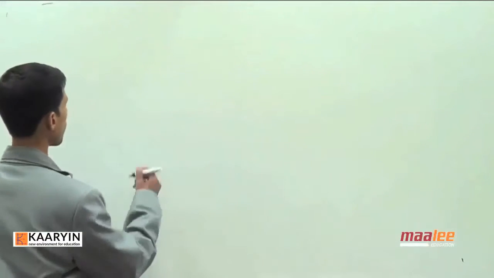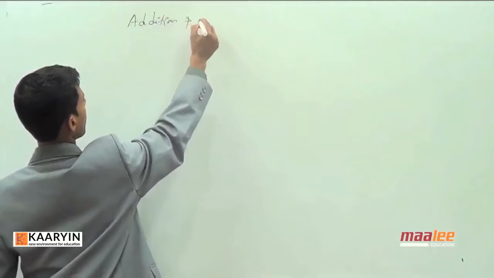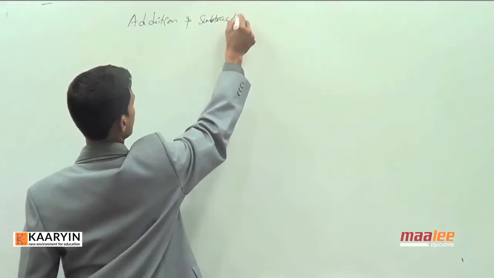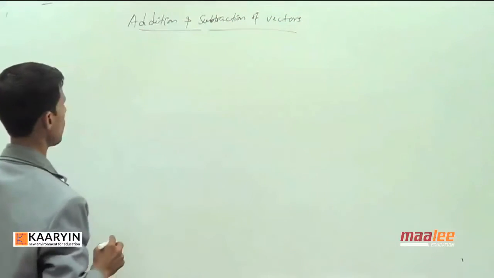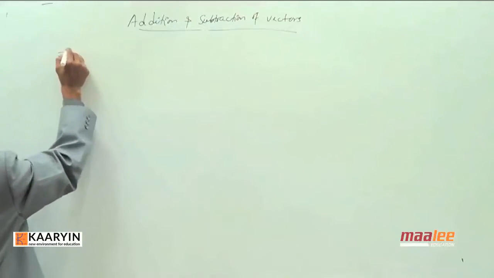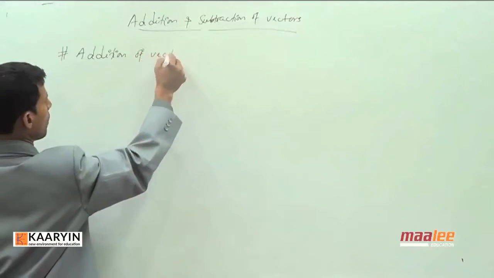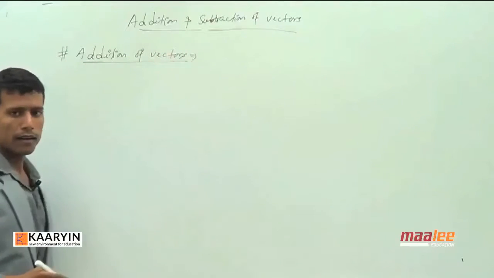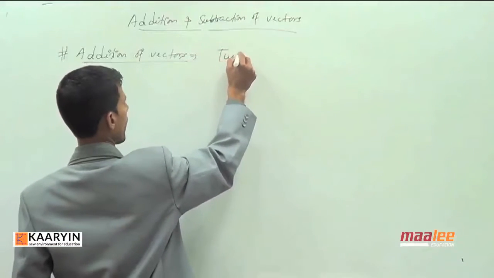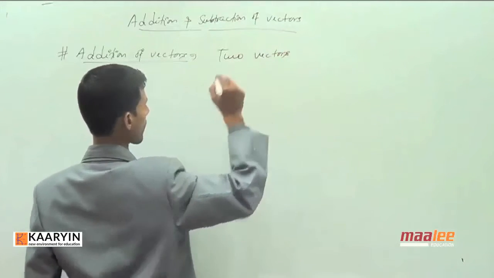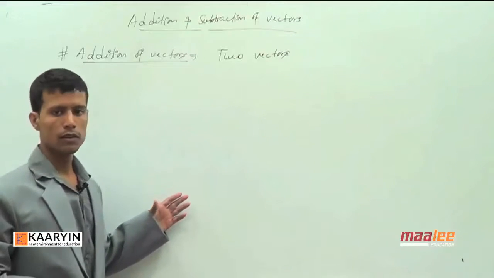So first let us talk about, now today we will see addition and subtraction of vectors. So first thing is we are going to talk about the addition of vector. To add, we will first talk about how to add two vectors. We will take any two vectors, then we will see how to add two vectors, and we will show it by the means of geometrical means.